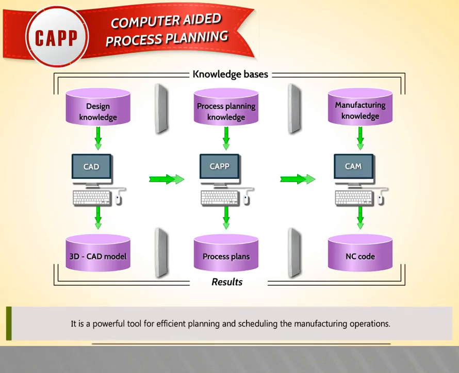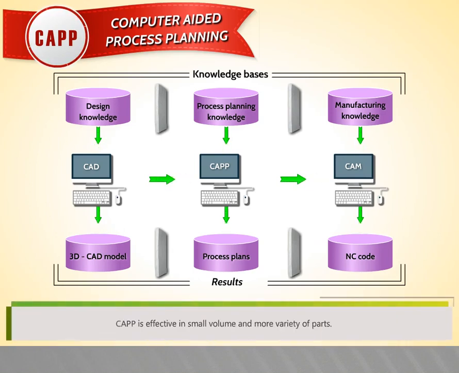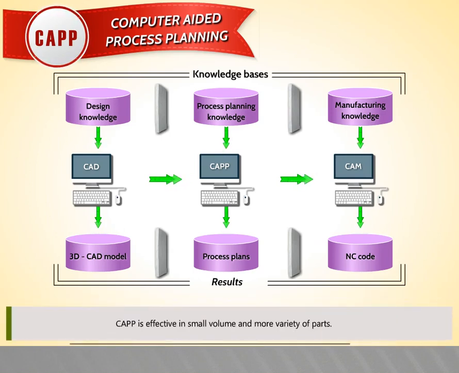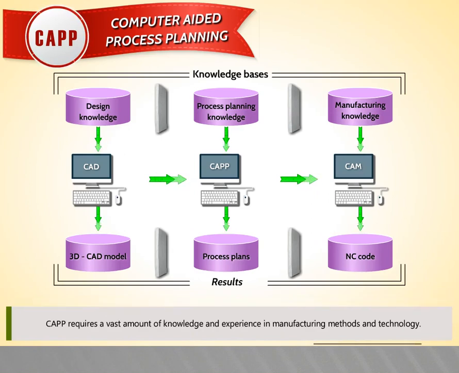It is a powerful tool for efficient planning and scheduling the manufacturing operations. CAPP is effective in small volume and more variety of parts. CAPP requires a vast amount of knowledge and experience in manufacturing methods and technology.